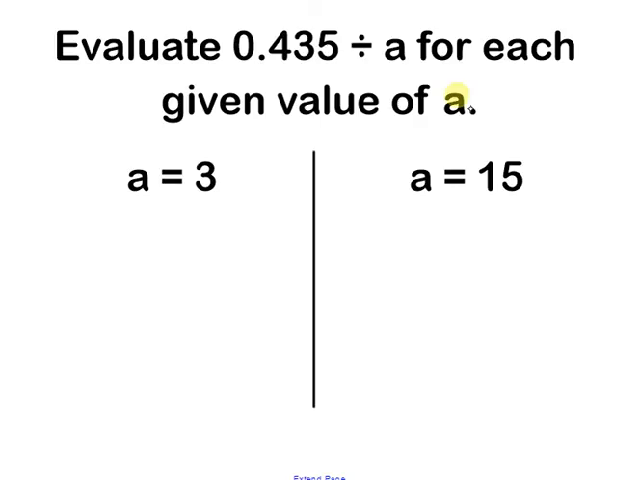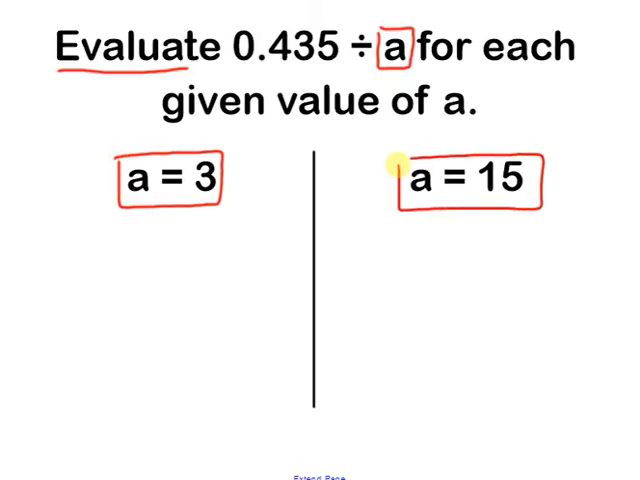All right, now we're going to go ahead and add in variables once again. So what I'm going to ask you to do is evaluate 0.435 divided by A. So you may be asking, where is A? Well, I'm giving you two different things that A stands for, okay? And I want you to solve it in both situations.